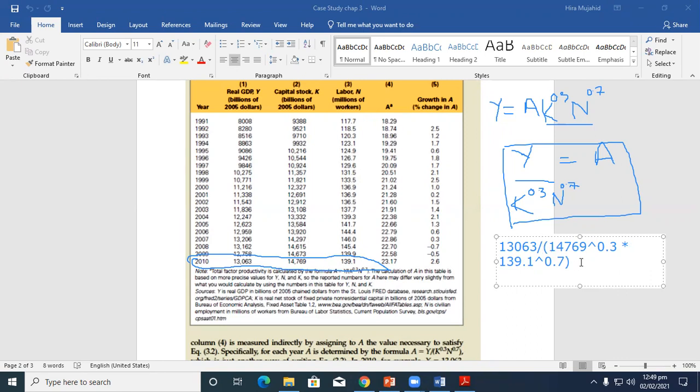I hope you remember the BODMAS rule. With the help of this, you will get 23.17. Please do calculate it to confirm the value, and to know whether you are doing it right or not. Calculating productivity in this way ensures that the production function relationship is satisfied exactly for each year.